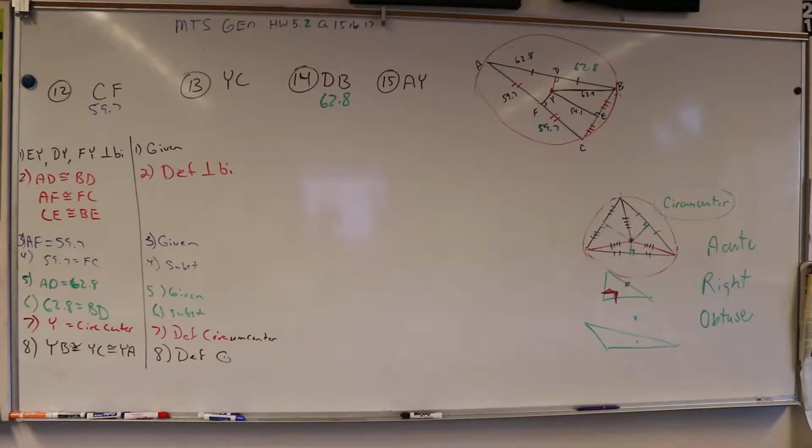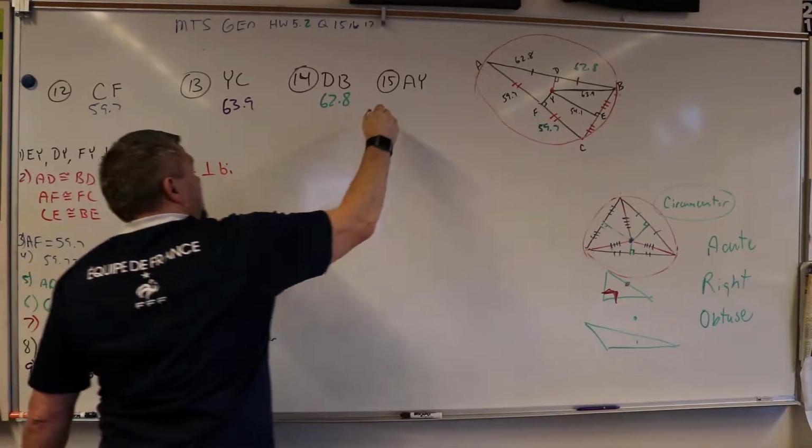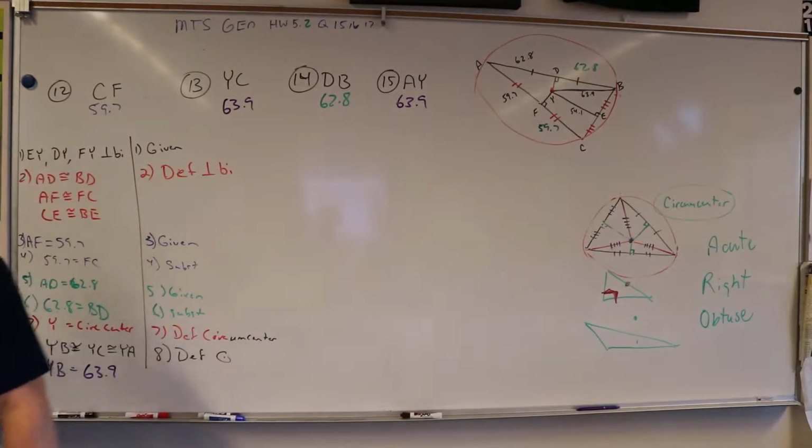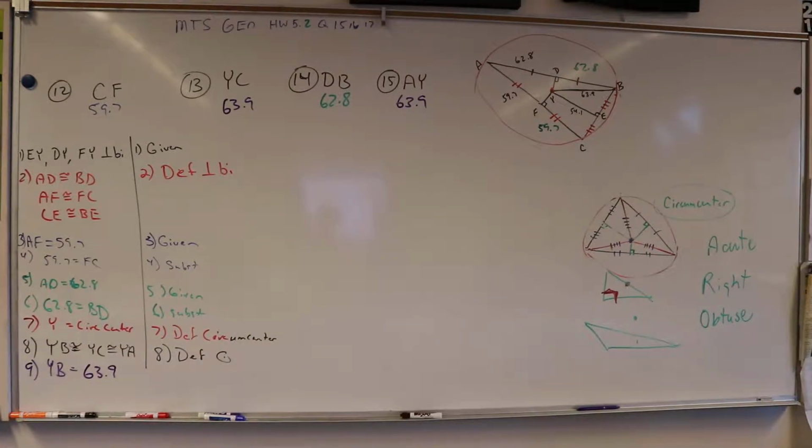So now, do we know one of them? Do we know YB? Do we know YC? Do we know YA? Which one do we know? YB. So we know that YB is equal to what? 63.9, right? And so by substitution, those are all congruent. Does that make sense?